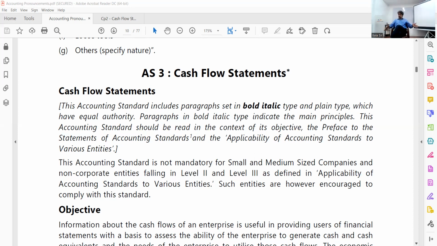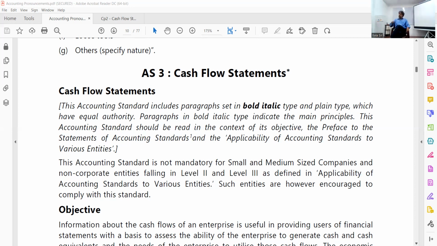So in this statement, that is in your statement of cash flows, we show the cash inflows and cash outflows, and not simply the cash inflows and outflows in some random manner. Now please refer to paragraph 5.